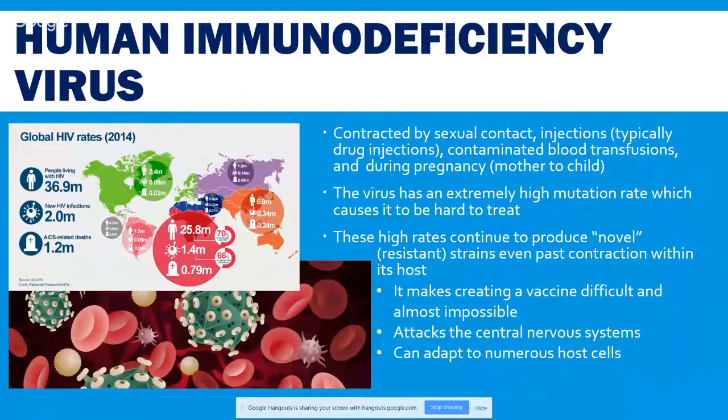Another one's HIV. It's contracted through sexual contact, body fluids, anything that has to do with blood, injections, or anything. It has a very high mutation rate. It's one of the highest mutation rates of any virus. It's so high that we cannot vaccinate against HIV depending on its spikes or its genome. It also attacks the central nervous system, and it attacks the T cells so that it cannot be harmed.